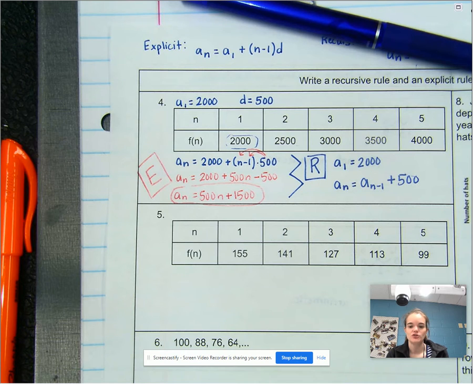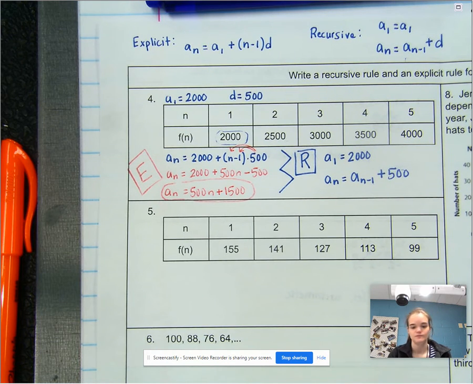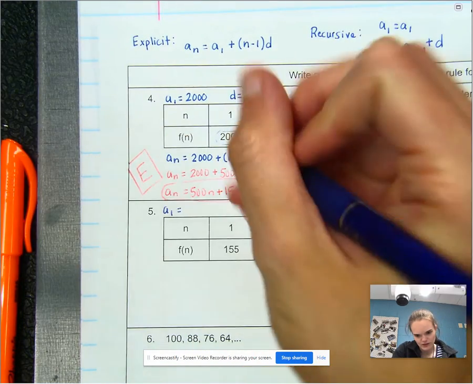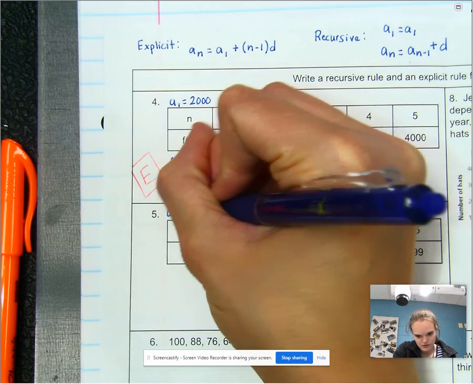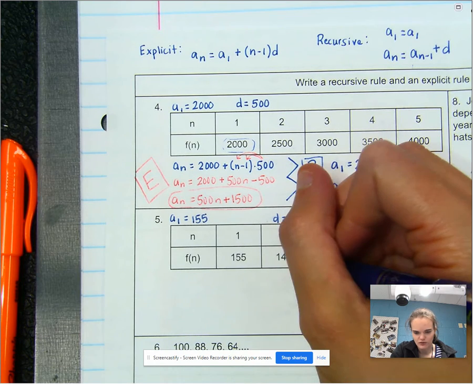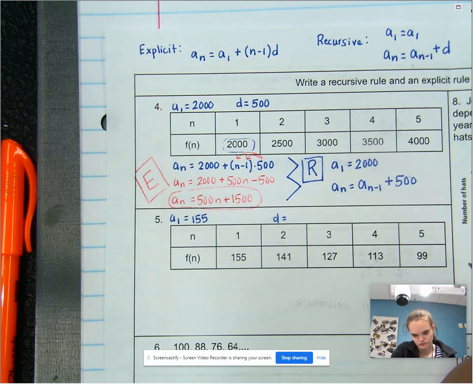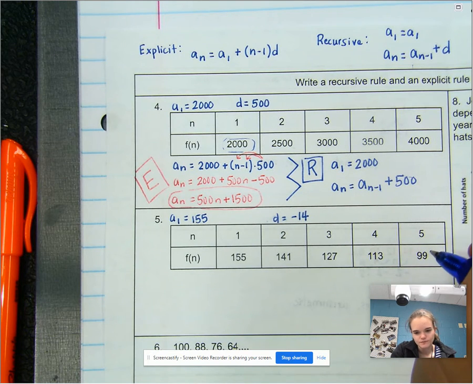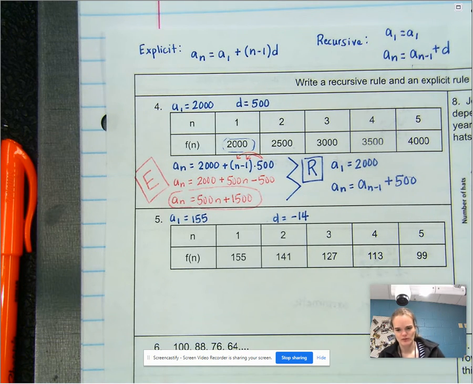I want you to pause the video and try number 5 on your own. I'll move it so you can see the rule, but you should have written them down yourself. All right, the first thing we do is identify the first term and the difference on all of them. The first term is 155. The difference is 141 minus 155. I believe it's negative 14. Yes. Okay. I'm going to need a calculator. Sometimes I make simple math mistakes. I know that one's right, but when I distribute in a second, I'm probably going to want it to add.